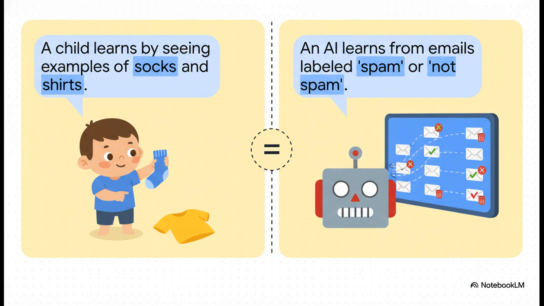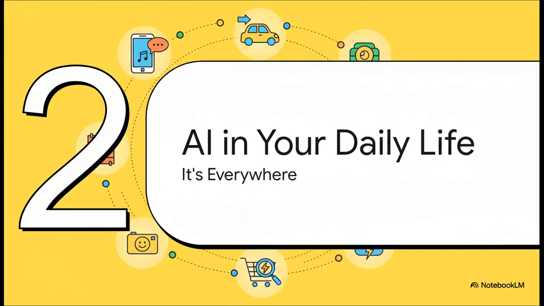A kid learns from examples of socks and shirts, and AI learns to spot spam email from examples too. We don't give it a bunch of rules. We just feed it millions of emails that real people have already marked as spam or not spam. The AI just churns through all of those examples and starts to figure out the patterns for itself. And the really cool thing is, you see the results of this every single day. This isn't some futuristic thing. It's already working right under our noses.